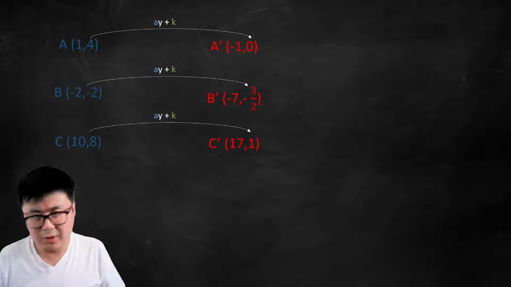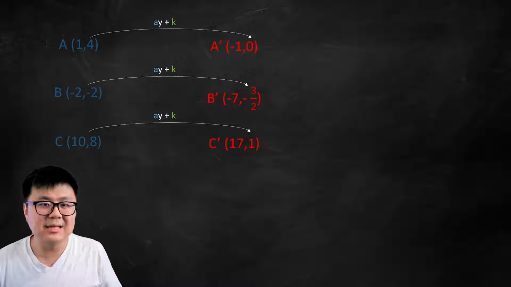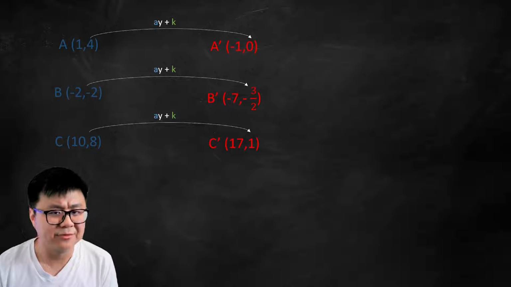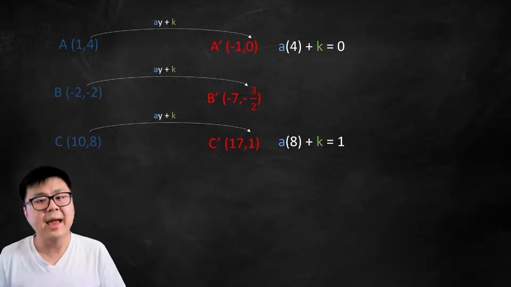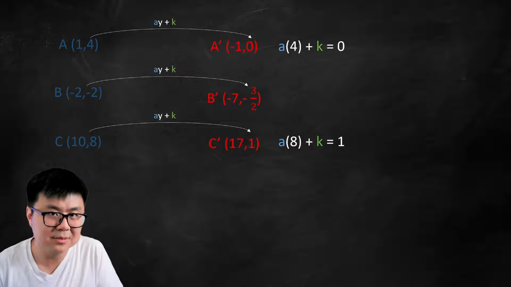We have 3 points here. We don't need all 3 sets. We only need 2 sets. Let's take the first set. I like the numbers. We went from 4 to 0. That means the equation would be a times 4 plus k equals 0.